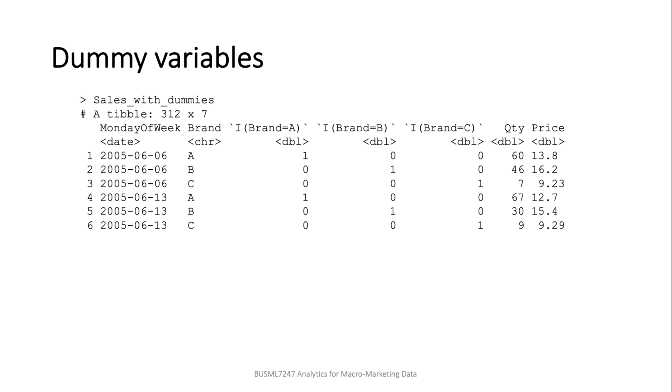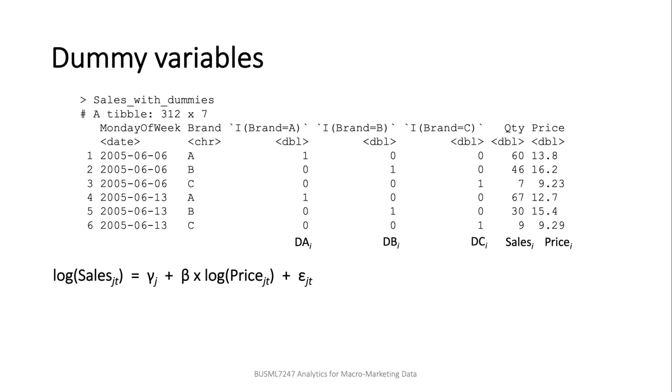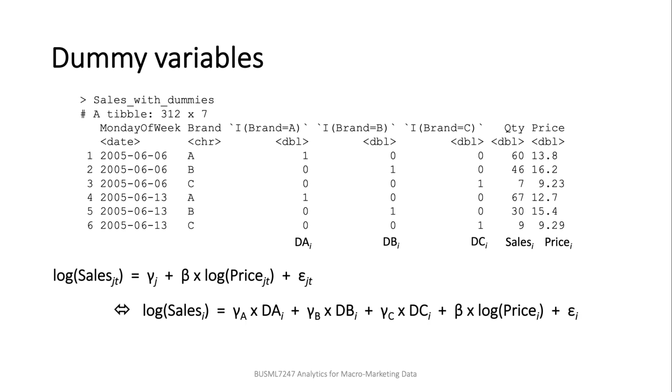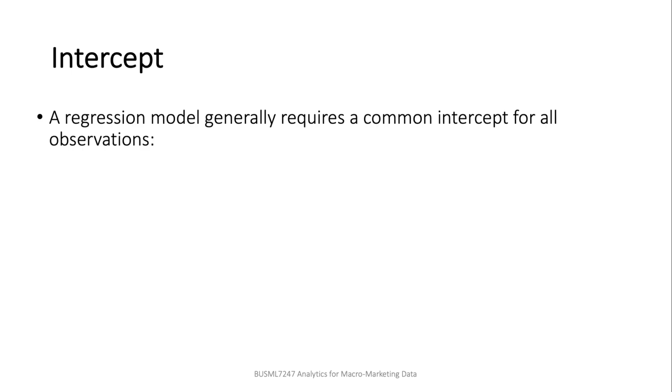This is a snapshot where the dummy variables were created. For convenience, DA, DB, and DC are the dummy variables for brand A, B, and C respectively. Then the fixed effects model is the same as this unidimensional regression model with dummy variables. These gammas are the dummy variable coefficients to be estimated. But we have one more step. A regression model generally requires a common intercept for all observations.